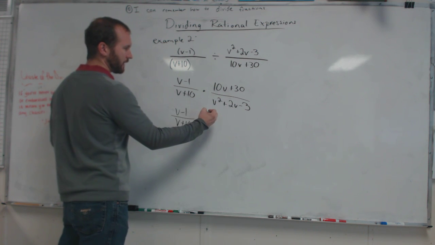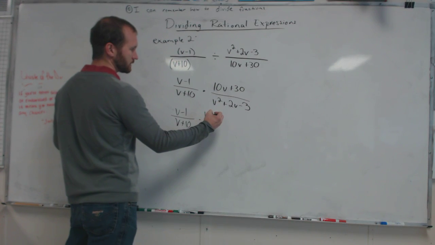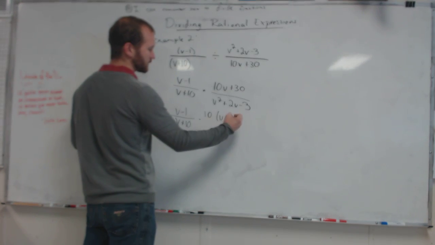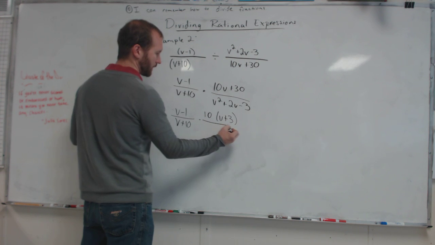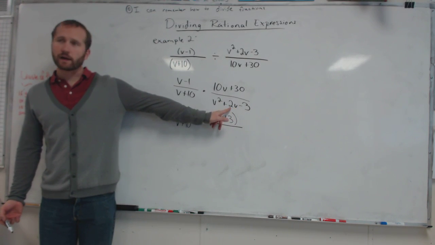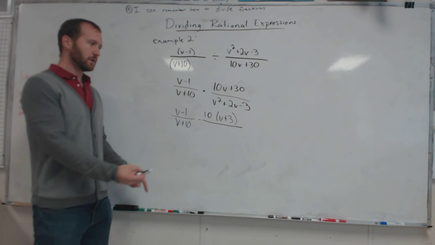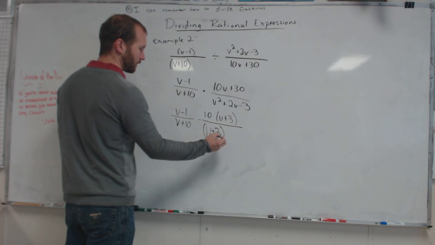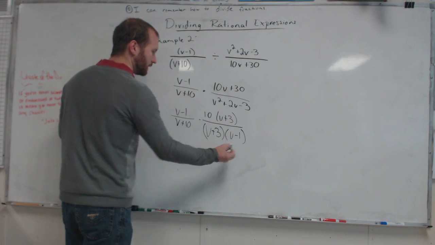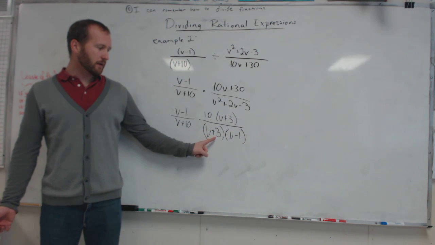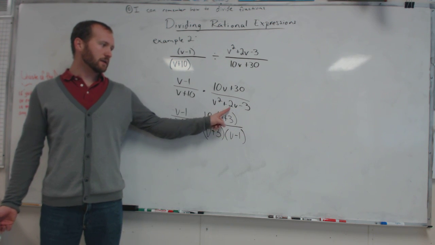In the top, I can factor out a 10, giving me v plus 3. And in the bottom, I need to think of factors of negative 3 that add to 2. 3, negative 1. So we've got v plus 3 and v minus 1. Because 3 times negative 1 is negative 3. And 3 minus 1 is 2.